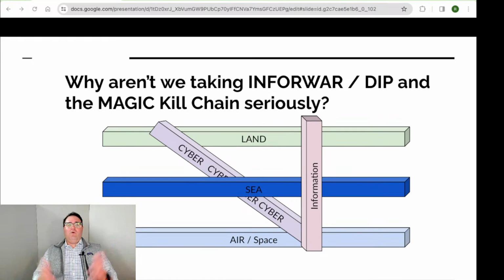Why aren't we taking InfoWar, DIP, and the magic kill chain seriously? Is information warfare a component of warfare, or is it not? Because our adversaries are using information warfare, and they're using it really well. We need to start to take information warfare seriously, the same way we've taken land, sea, air, and cyber seriously.